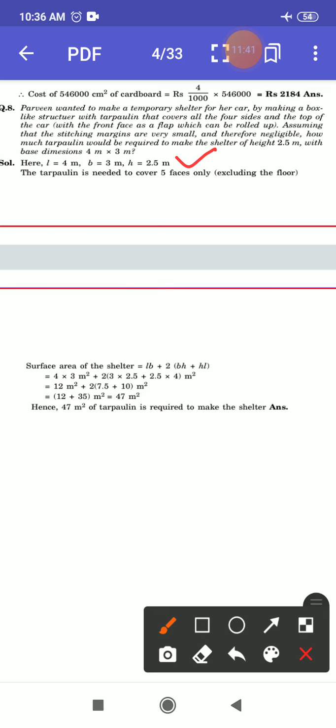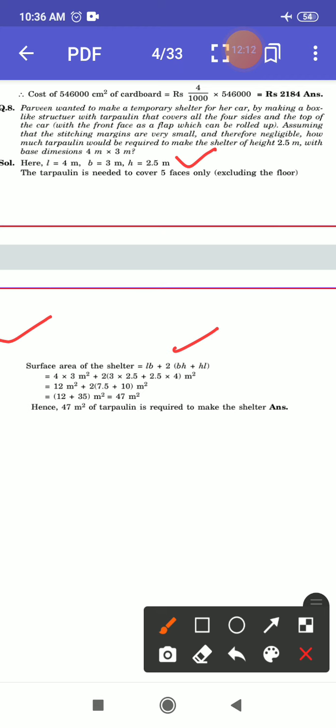I will tell you that if the box is open at one end, that is the base end, then you have to calculate the 5 faces only, because the 5 faces make the CSA, or total surface area. Okay, so the surface area of shelter is 2LB, 2 into BH plus HL, or plus LB. This is the formula for finding the 5 faces.